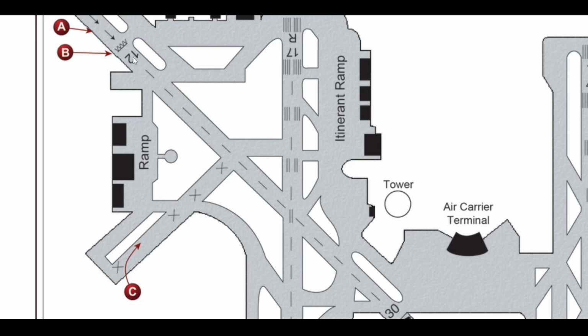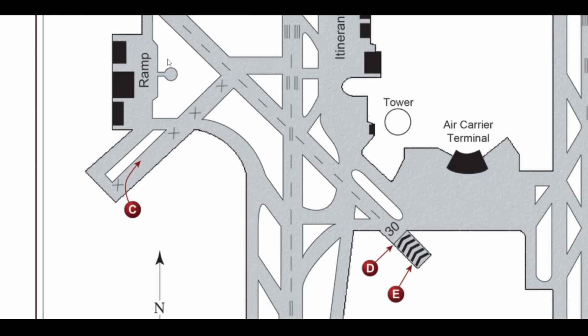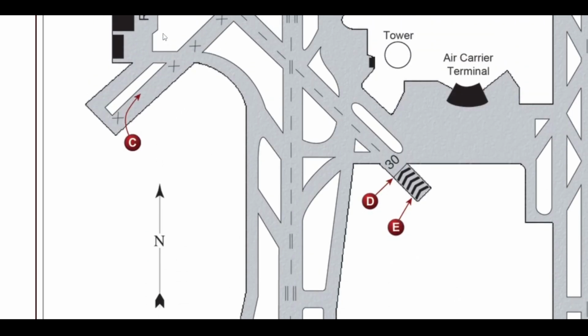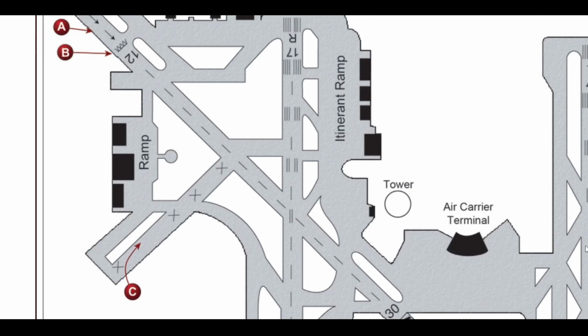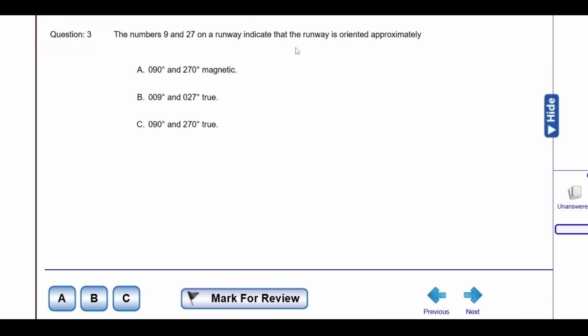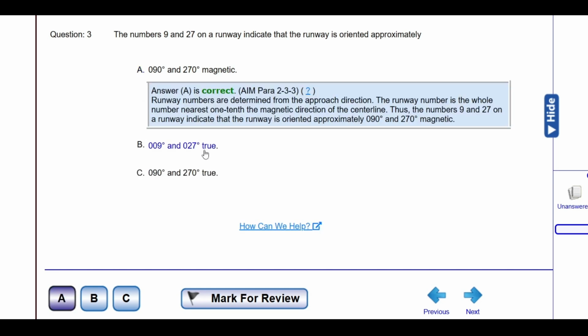A 12 is a runway heading of 120. 35 is a magnetic heading of 350. So if we point a compass at 350, it will align with this runway. Same thing with our right. So the answer is A. It does not go off true heading. It's magnetic.